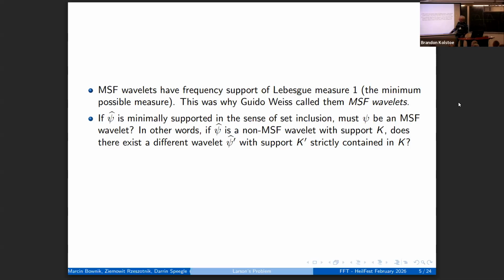Right, so it was Guido Weiss. That's who I associate the term with. He called them MSF wavelets because the support has the smallest possible Lebesgue measure. As Emily quite rightly noted, the measure of this cannot be less than 1. So they're minimal in the sense that they have the smallest possible Lebesgue measure for the support of any wavelet. That's not hard to see.